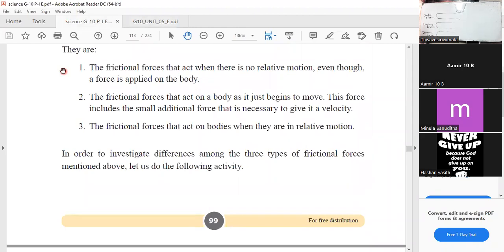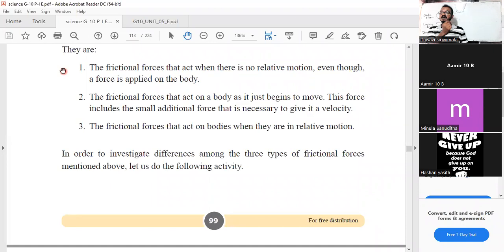The frictional force that acts when there is no relative motion, even though a force is applied on the body. So we are applying a force towards the body and it is not moving. In that case, my force is cancelled off by the static frictional force. So under the static frictional force, there will be no movement of the object. That is static friction. The second one, the frictional force that acts on a body as it just begins to move, the fraction of a second when the motion starts.